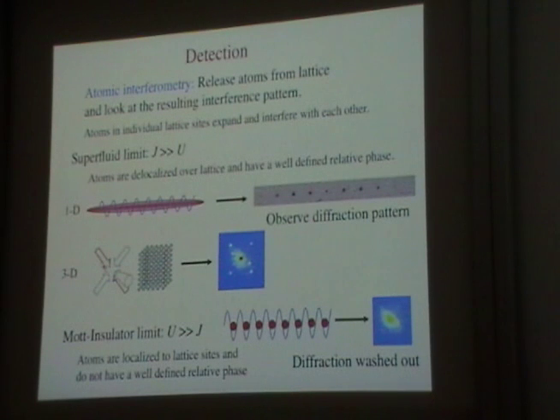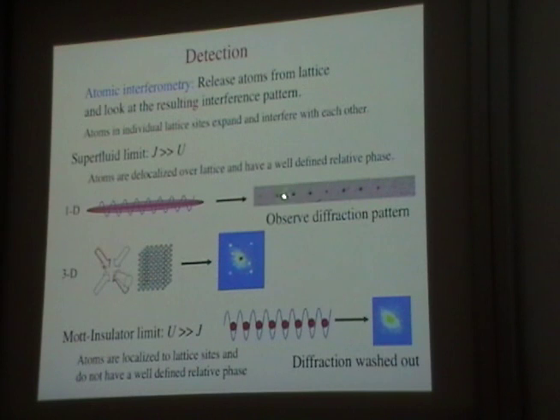The way you can detect whether you're in the superfluid or the insulator regime is to use atom interferometry. You can release the atoms from the lattice and look at the resulting interference pattern. So in the superfluid limit, I have the same diffraction pattern that I observed before. But you can imagine this is a BEC, and the atoms are in this periodic potential. And there's a well-defined phase relationship between atoms in one potential and atoms in the next potential. So when you release the atoms, you get a diffraction pattern that reflects the resulting momentum distribution from the interfering matter waves.